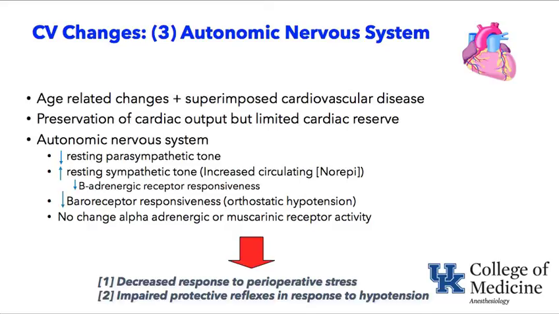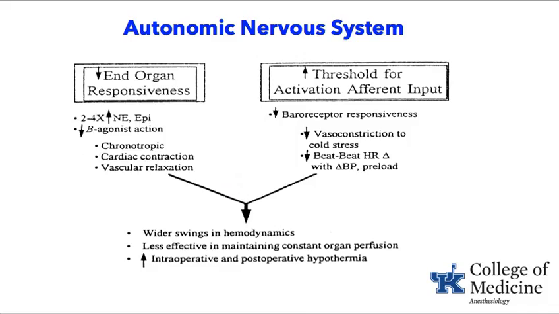There tends to be no change in alpha-adrenergic or muscarinic receptor activity. These autonomic changes lead to a decreased response to perioperative stress and impaired protective reflexes when a patient becomes hypotensive in the perioperative period.